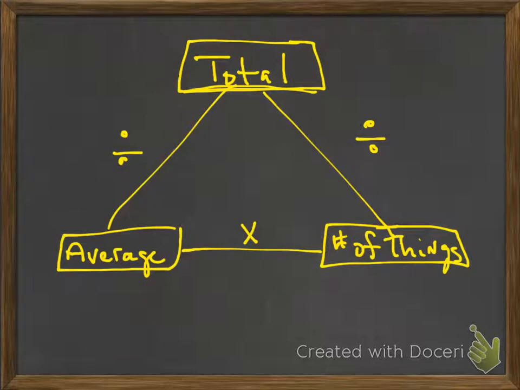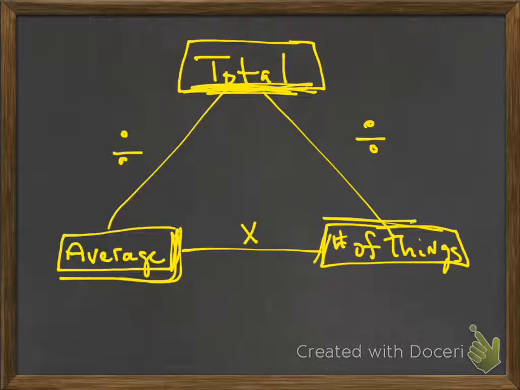Anyways, they give you this diagram: the total, the average, the number of things, times, divide. Basically what this is saying is, if you need the total, you do the average times the number of things, because there are times in between, to get the total. If you need the average, you do the total divided by the number of things. Notice how the total is on top and gets divided. That's how it's set up to help you remember that. So visualize it, and hopefully you've got it.